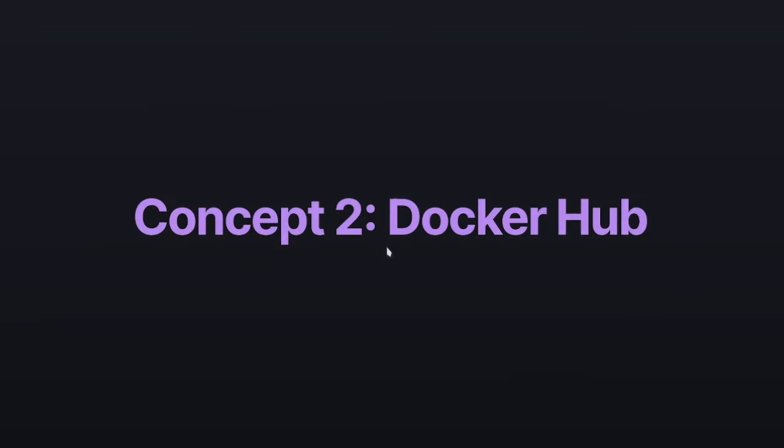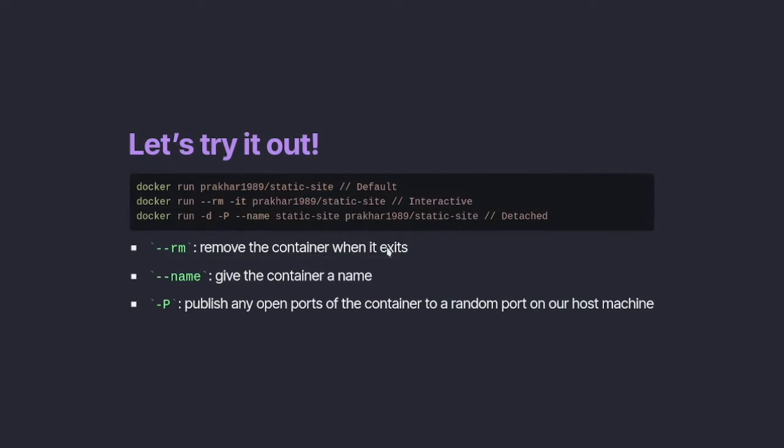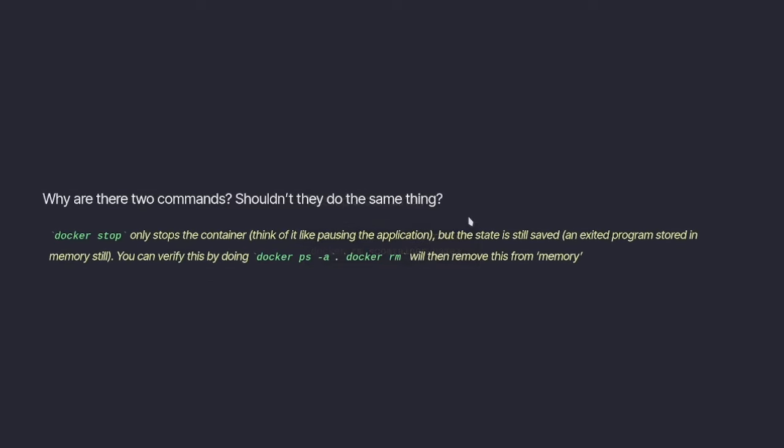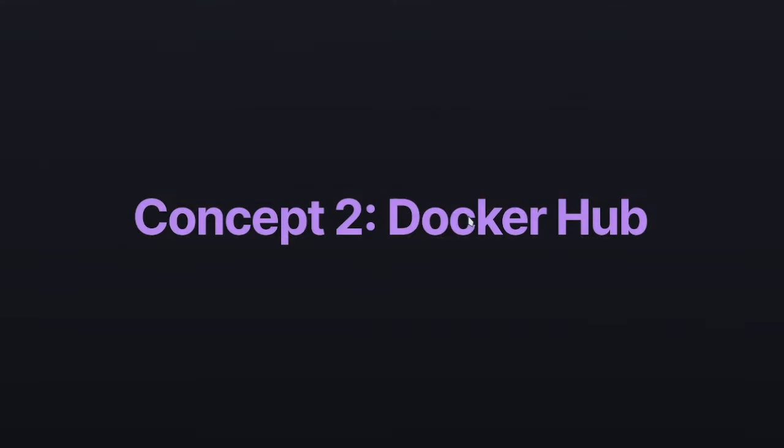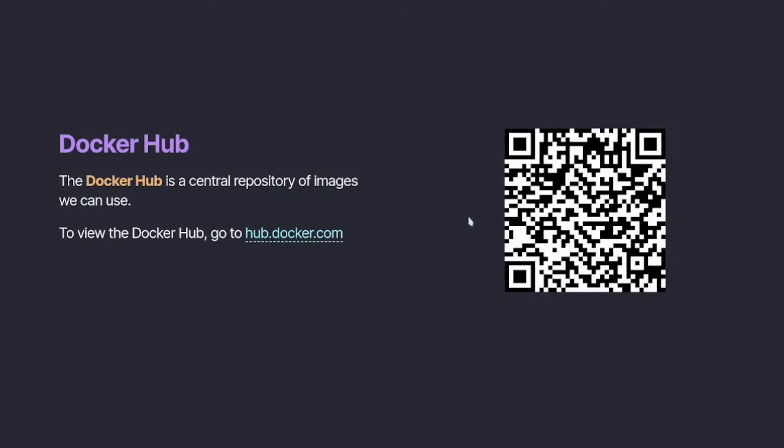Yeah, so the next concept aims to resolve the query of what does prakka1989/static-site mean, and where do we get hello-world out of, right? And the answer to both of these questions is the Docker Hub. The Docker Hub is essentially a central repository of images that we can use. By default, this is the main registry Docker uses.